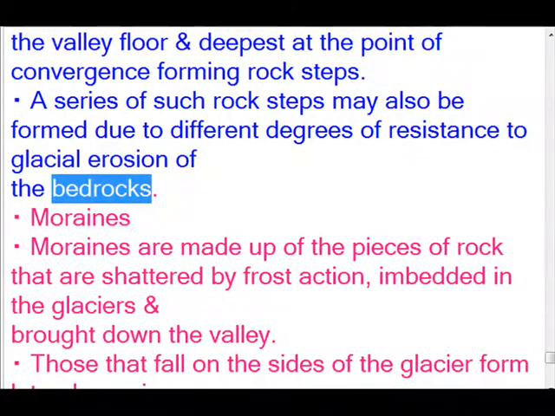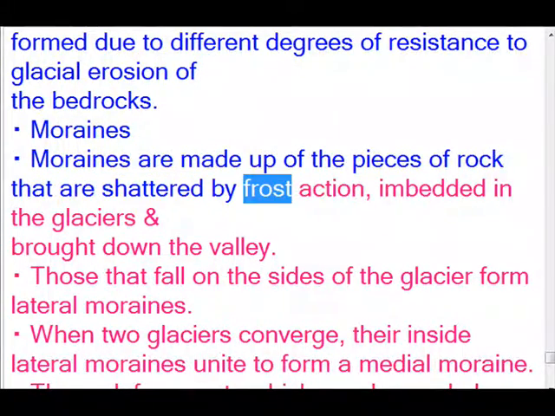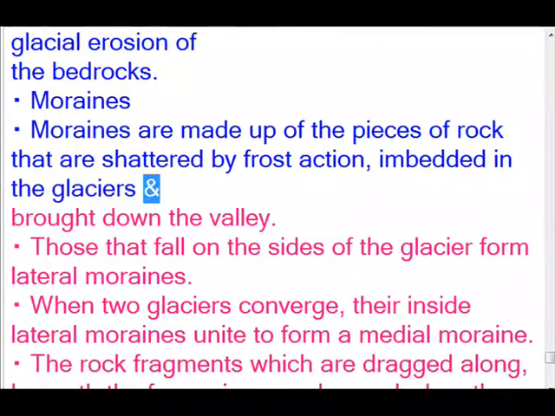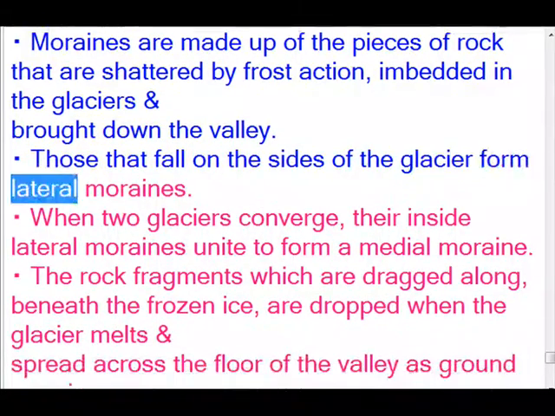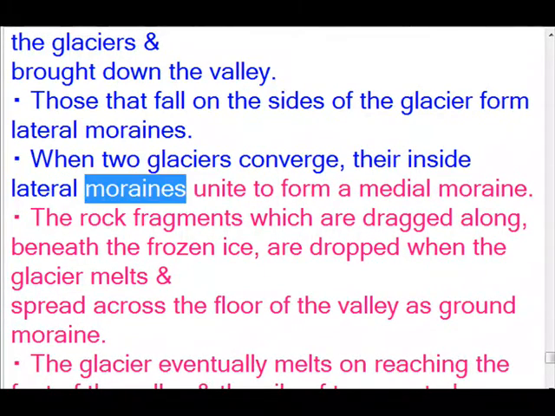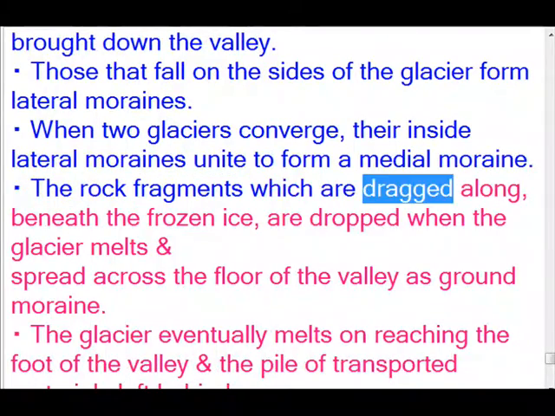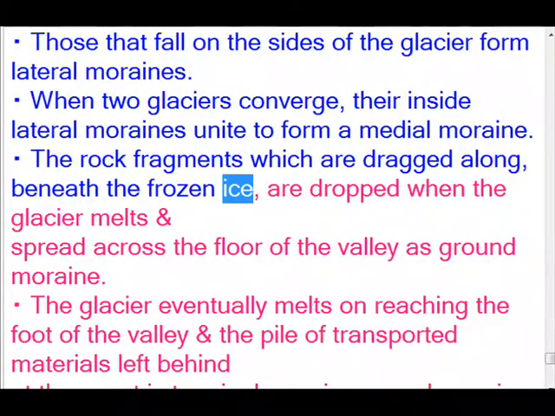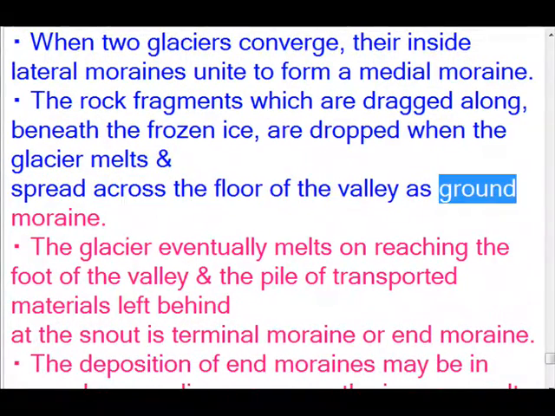Moraines are made up of pieces of rock that are shattered by frost action, embedded in the glaciers and brought down the valley. Those that fall on the sides of the glacier form lateral moraines. When two glaciers converge, their inside lateral moraines unite to form a medial moraine. The rock fragments dragged along beneath the frozen ice are dropped when the glacier melts and spread across the floor of the valley as ground moraine.